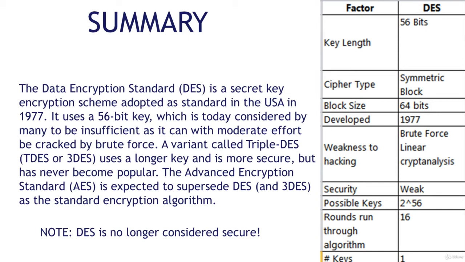So to summarize our learning about the data encryption standard, here's what we know. The data encryption standard is a secret key encryption scheme adopted as a standard in the US in 1977. It uses a 56-bit key, which is today considered by many to be insufficient, as it can, with moderate effort, be cracked by brute force. A variant called triple DES uses a longer key and is more secure, but has never become popular. The advanced encryption standard is expected to supersede DES as the standard encryption algorithm. Do note that DES is no longer considered secure.